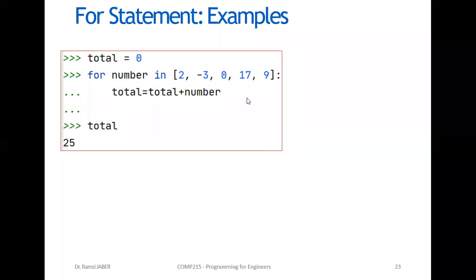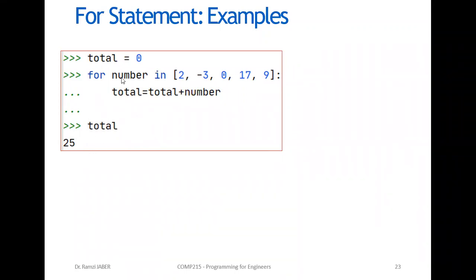Now, another example. Total equals 0. For number in 2, minus 3, 0, 79. So I create a list here by hand. And a variable called total equal to 0. So total equals total plus number. This loop will add these numbers to give us the total of this list, which will be 25.